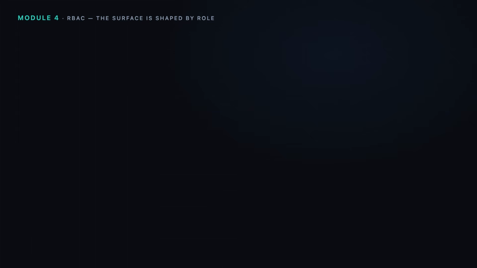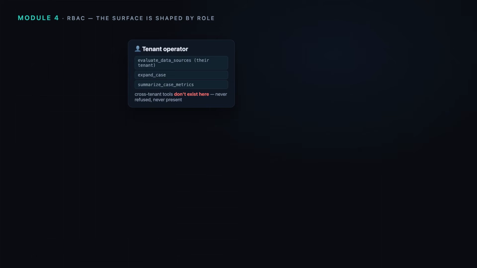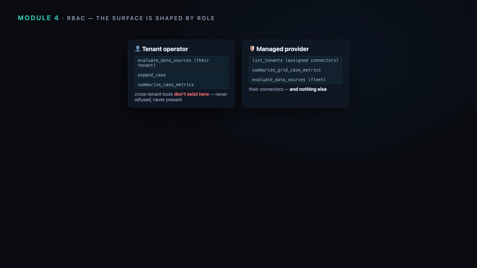Roles come first on the new line. Before any call is made, the role decides what the surface even looks like. A tenant operator connects, and the cross-tenant tools don't refuse. They don't exist. That surface never contained them. A managed security provider sees their assigned connectors and nothing else. That is RBAC at the MCP line. The tool list itself is access control.